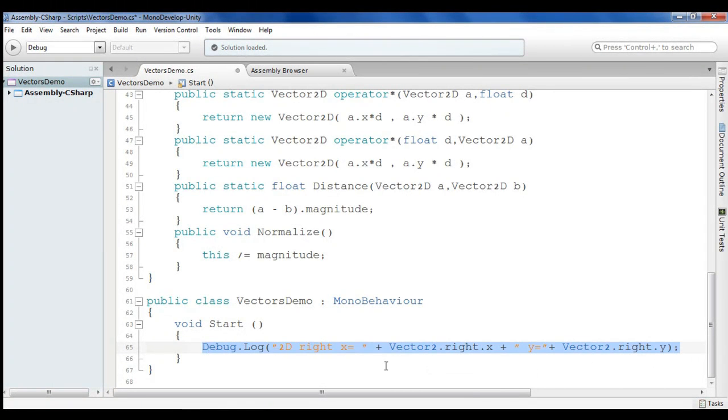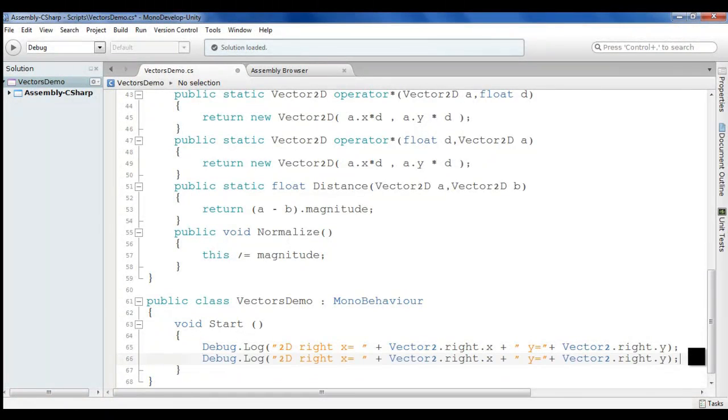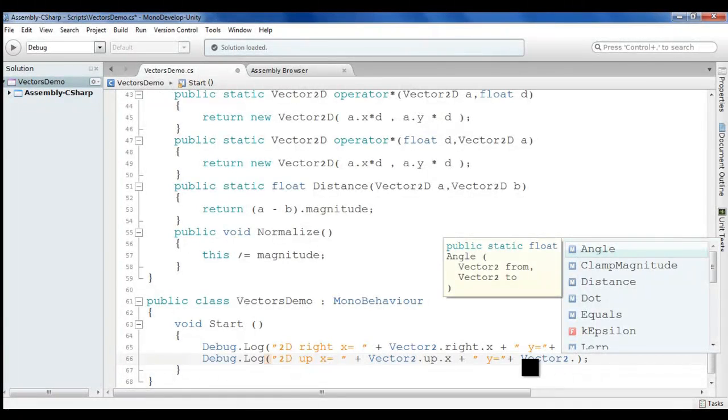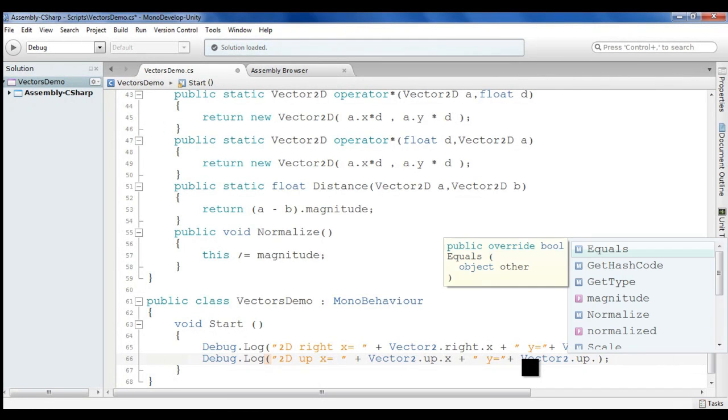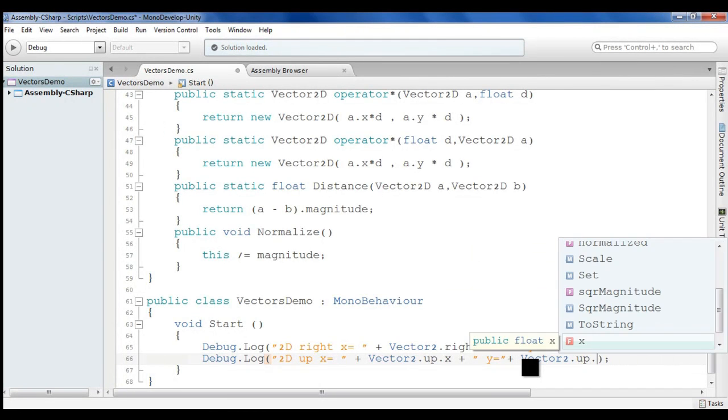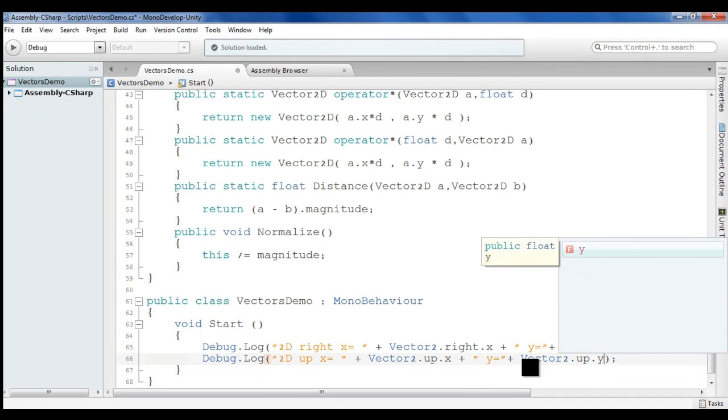And even I can show you the up vector. Now we can say "2D, the up vector's x equal to" Vector2.up.x. And you can see that Vector2 is a structure. In that we have a static property known as up vector, and we have the x as well as y values that you can show.